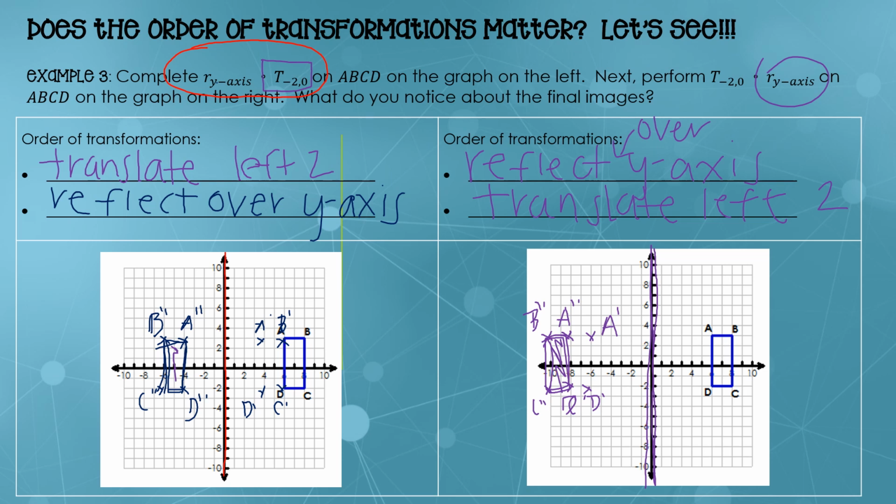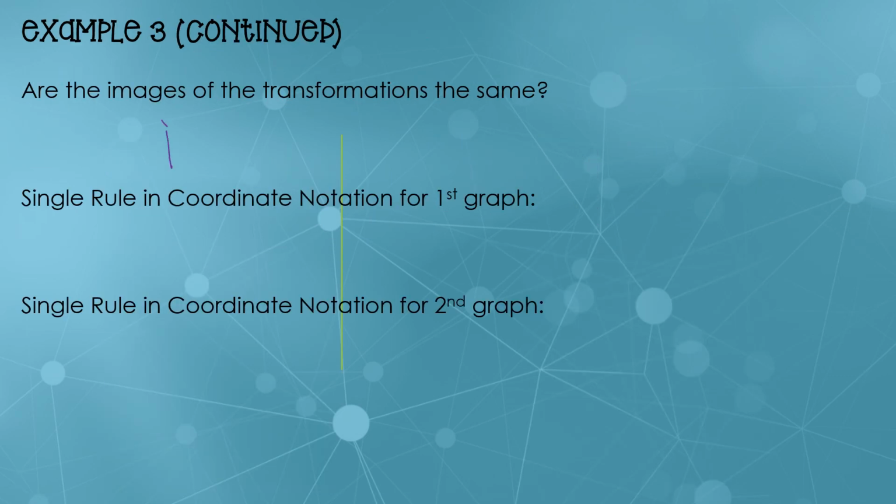So does the order matter? Did those two rectangles fall in the exact same position when we were done? No, they did not. So that means the order mattered. And so what we're going to do is learn how to write the rule. Even though for this one there may or may not be a single transformation like the first two that we did, we're going to learn how to write a single rule in coordinate notation. So look at the next slide. Okay, so we said the transformations are not the same. So now we're going to write the rule in coordinate notation for the first graph and then the second graph.